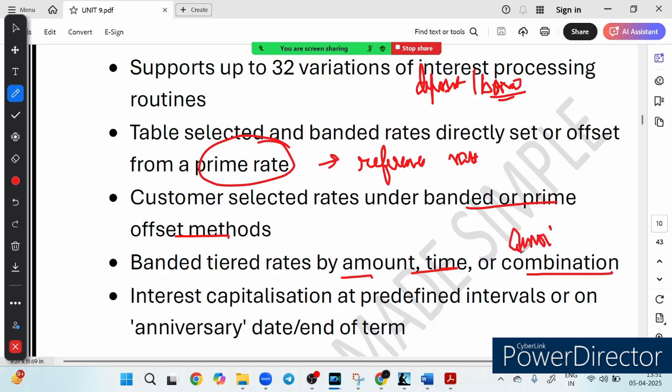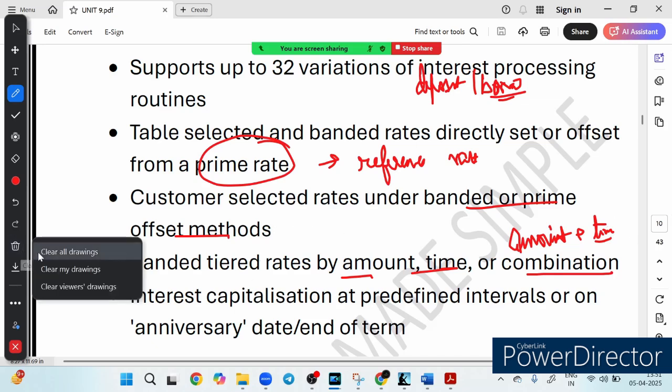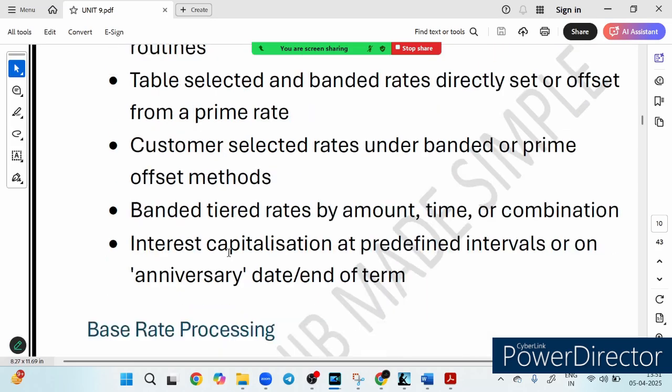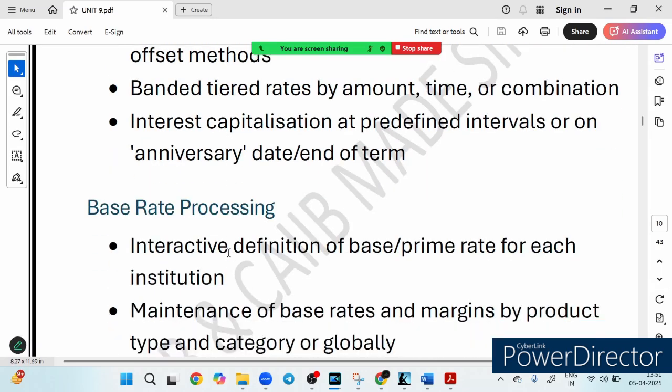Interest can also be based on a combination of amount plus time. And interest can be added monthly, quarterly, yearly, or even on the anniversary date. So interest can be added anytime. So that is the point. The system supports flexibility for every kind of customer.